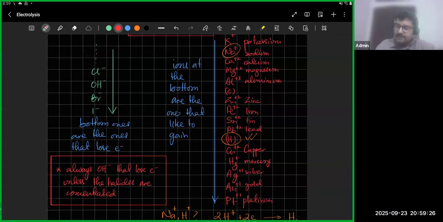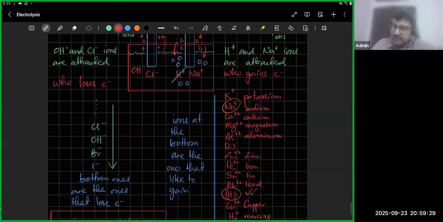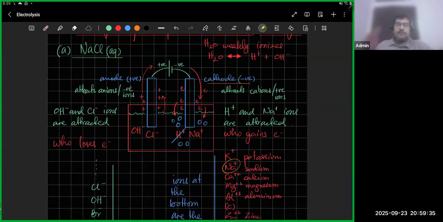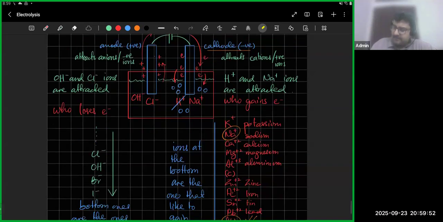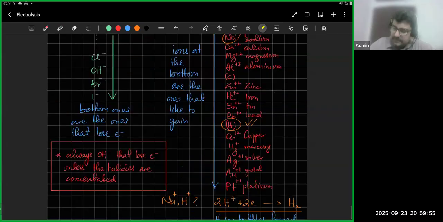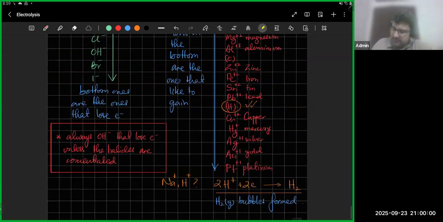So our competition is who's going to lose electrons. Is it going to be OH or Cl? What are the rules at the anode? It's always going to be OH ions, except if the Cl ions are concentrated, which they never told us. They never said in the question that Cl ions were concentrated; it was NaCl aqueous. So I'm going to write the equation over here. Is it going to be OH ions or Cl ions? You're going to go with OH.